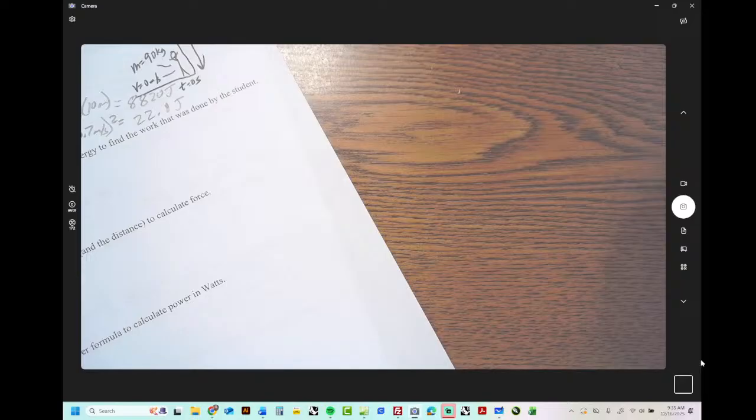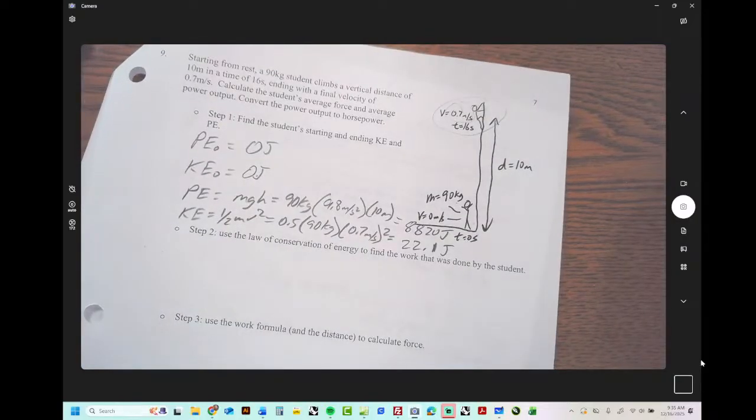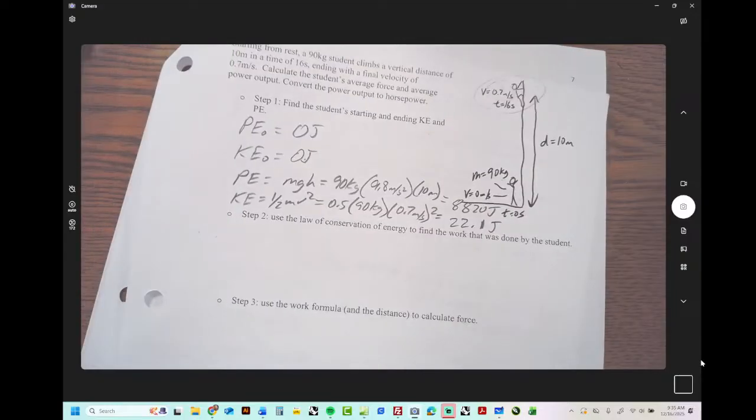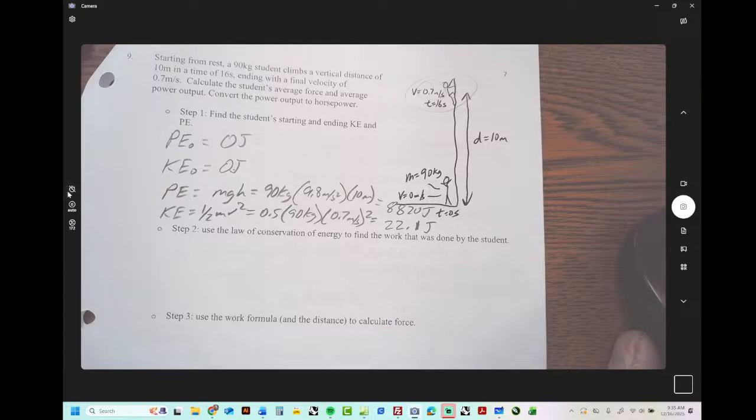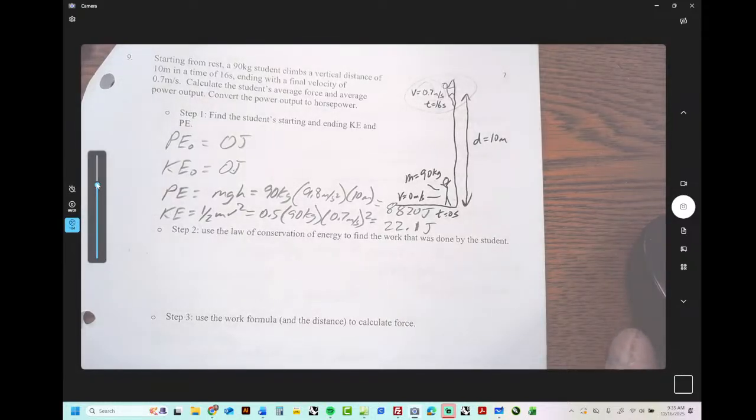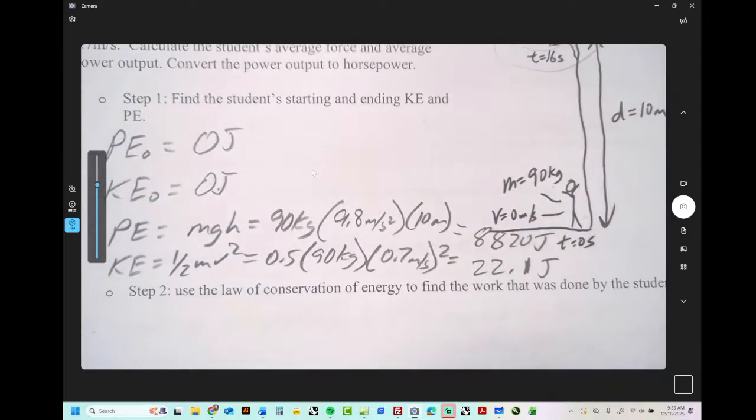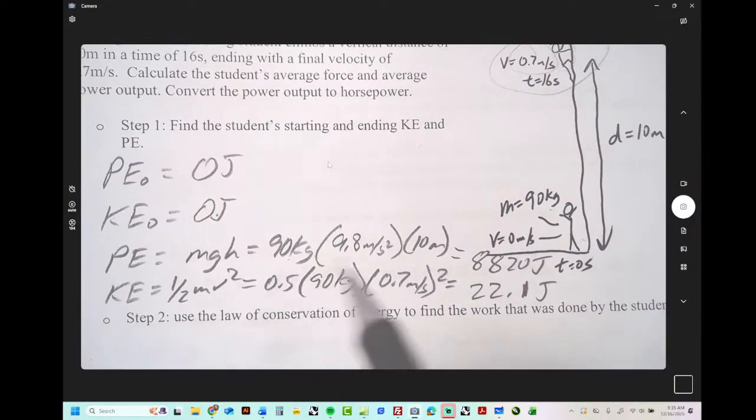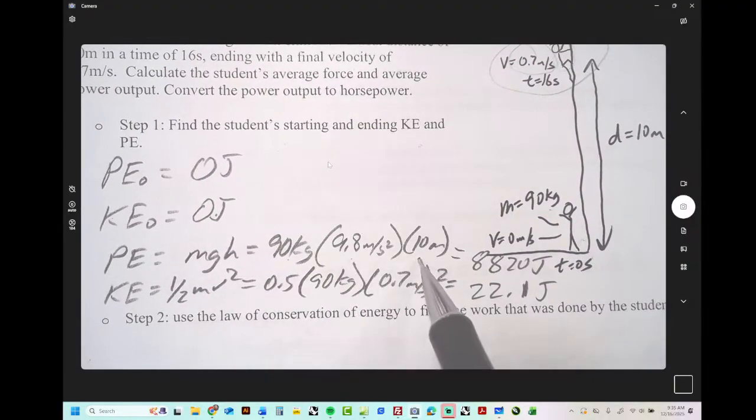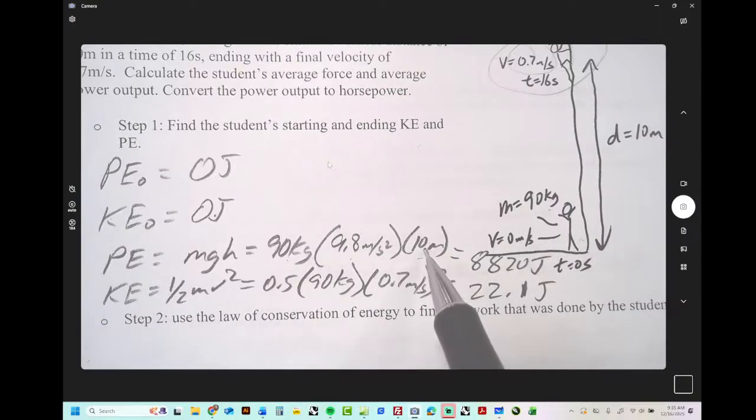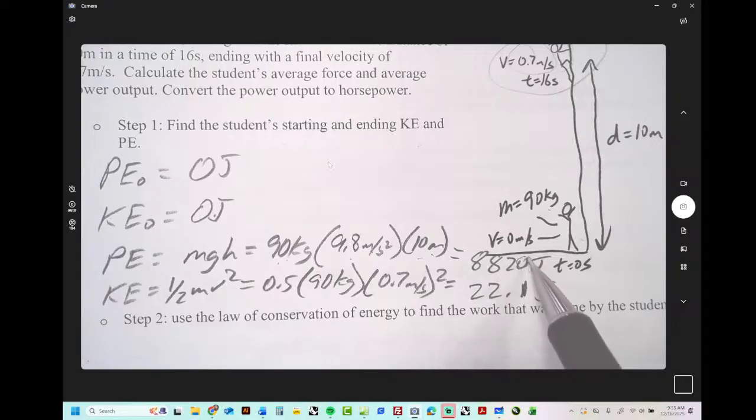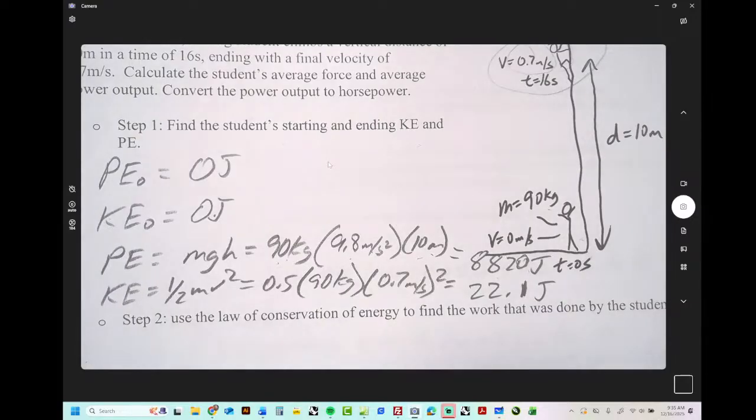Okay, so some of you are looking stuck. Here's my work. The formula for potential energy is mgh. So you just get the mass of the person, and g is 9.8, and then the height is 10, and if you multiply all three of those things together, then you get 8,820, and the unit should be joules. This one, kinetic energy, it's a little bit more trouble, but not that much.